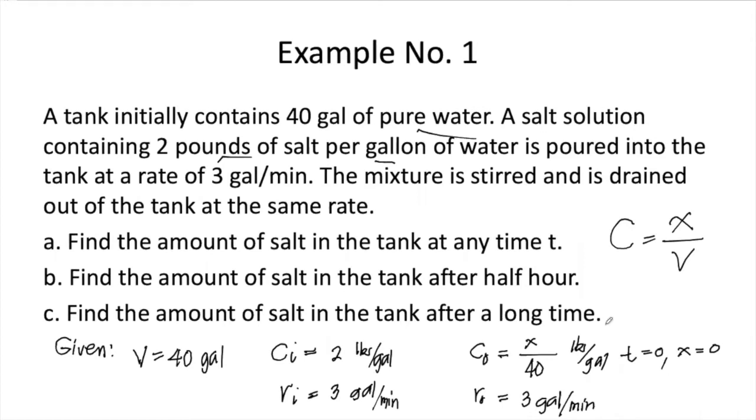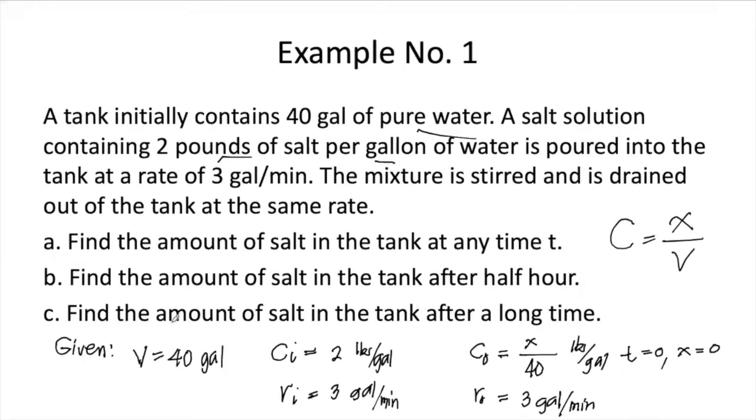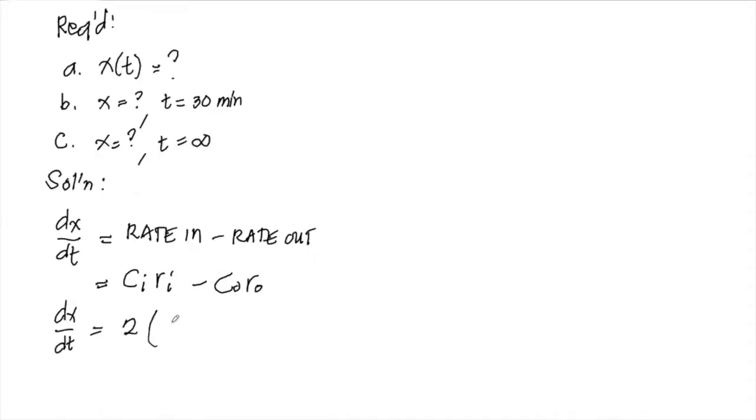So C sub I is 2 pounds per gallon. So you write 2 times, and pounds per gallon yan, and the flow rate in is 3 gallons per minute. So makancel yung gallons. Anong magiging unit? It's pounds per minute. So this is 3 minus C sub O is X over 40, and times the same, di ba, yung flow rate niya palabas. So times 3. Now this is now our equation.